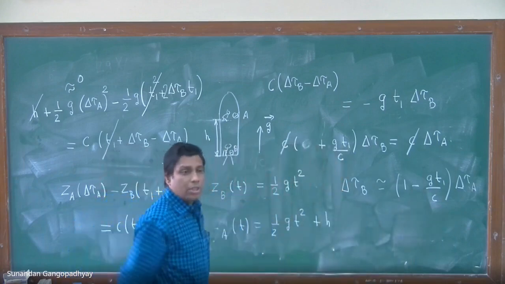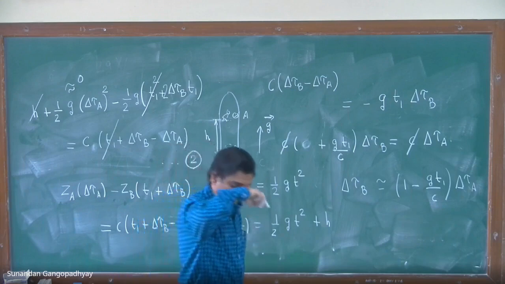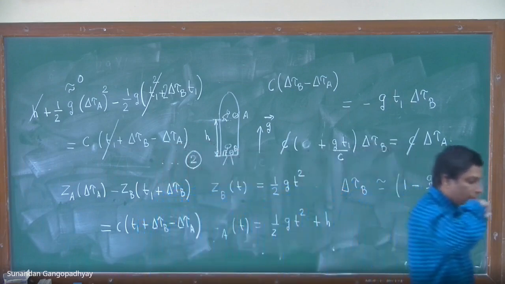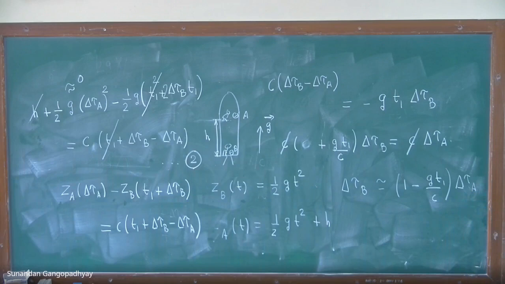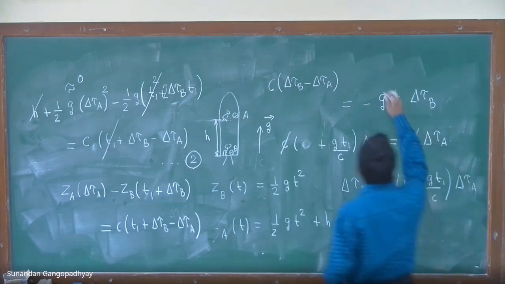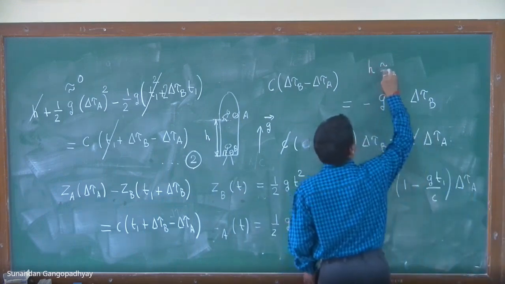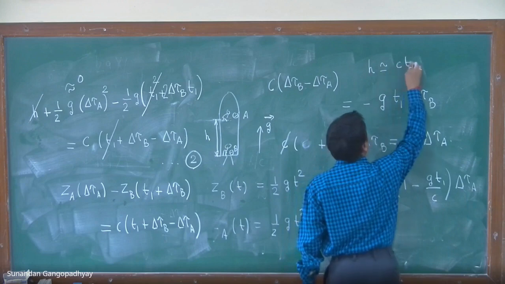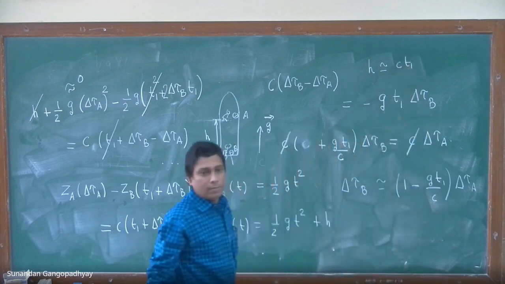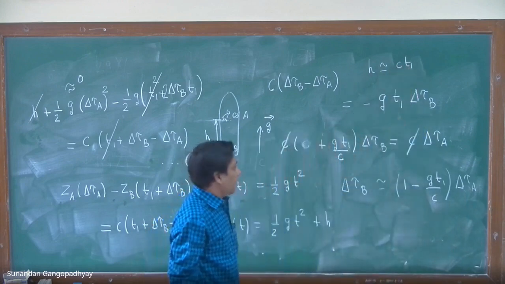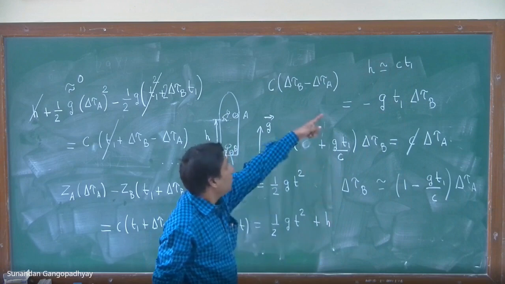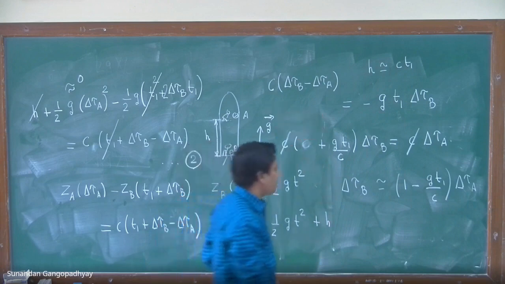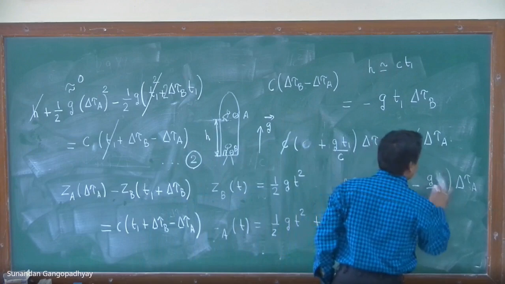From the first equation, just take the first equation, H minus half GT1 square is equal to CT1. GT1 square is also small. So roughly, H is approximately CT1, right? Replace T1 by H by C. So we get H.